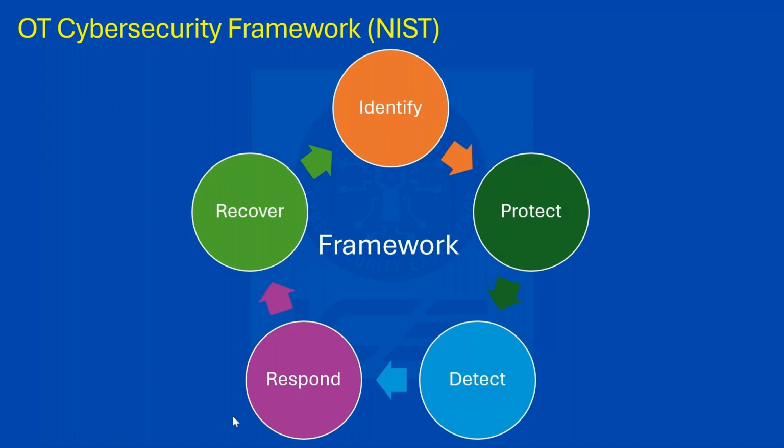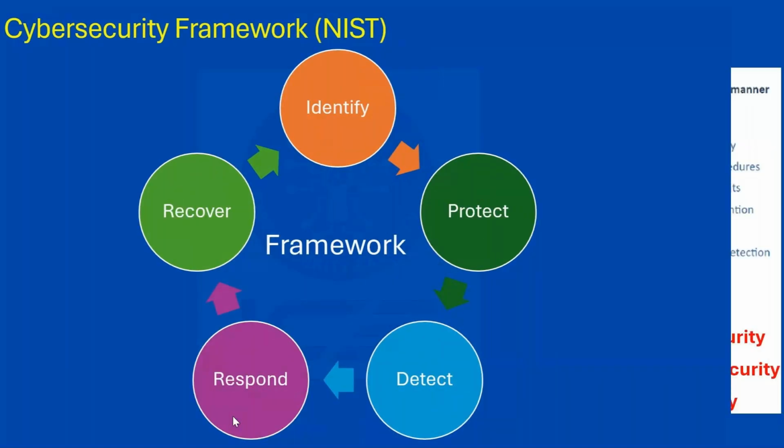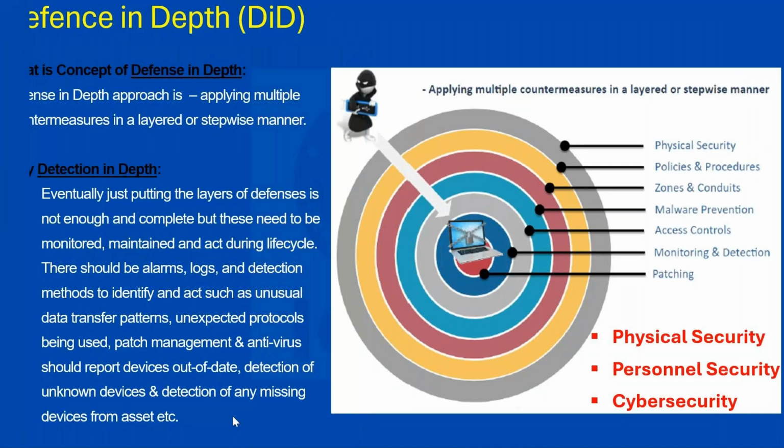We are not going deeper into this. This is just a basic framework. As I say, we can have another session for this. Defense in depth. So this is again common to both frameworks, be it NIST or 62443. Unlike IT, in operations technology we can protect things not only by cyber security, but also by physical security and personnel security.